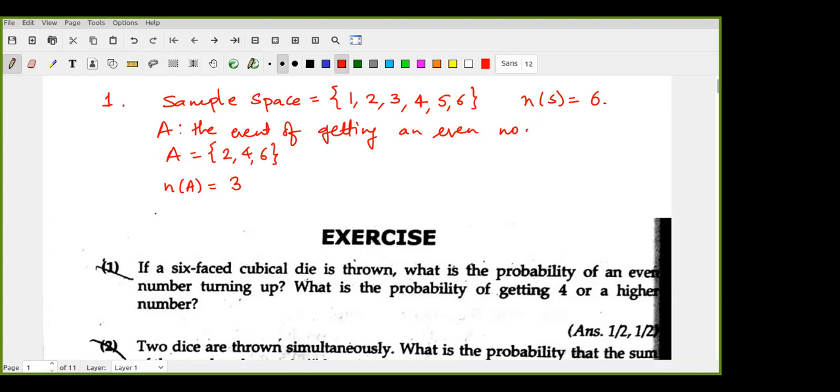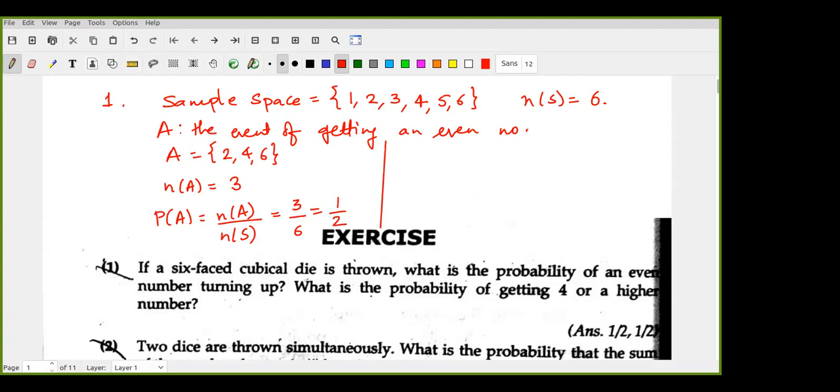3. So our probability of A is going to be n of A upon n of S, right? That will be 3 upon 6. Both of you agree? Yes. 1 by 2. Ritu? Yes, sir. Okay. Let us solve the next problem.